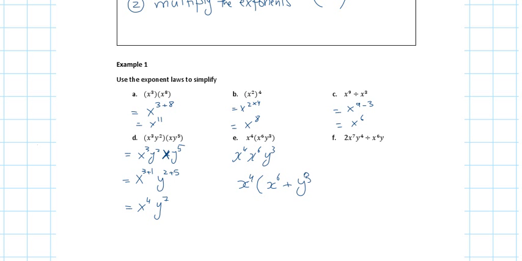Okay? These are not the same thing. You only distribute if you have a plus or a minus, okay? So in this case, I only have x to the power of 4 times x to the power of 6 times y to the power of 3. So I add the like terms, so that's 4 plus 6, y to the power of 3. So that's going to be x to the power of 10, y to the power of 3. Are we okay with this?